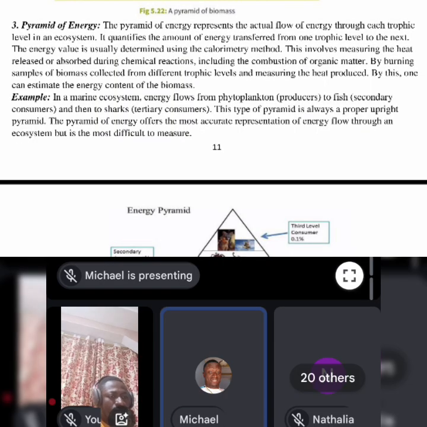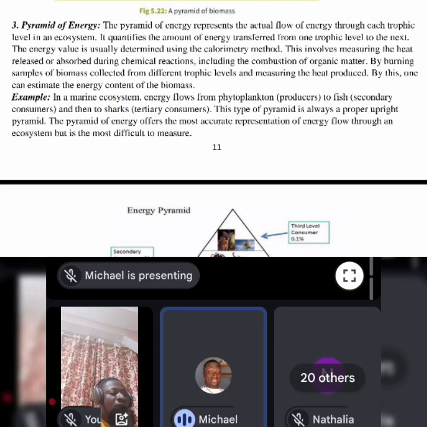This is a little bit more complex to do than the pyramid of numbers and also the pyramid of biomass, but it's the more efficient. So if you want the best way, you go the hard way. An example is in a marine ecosystem.